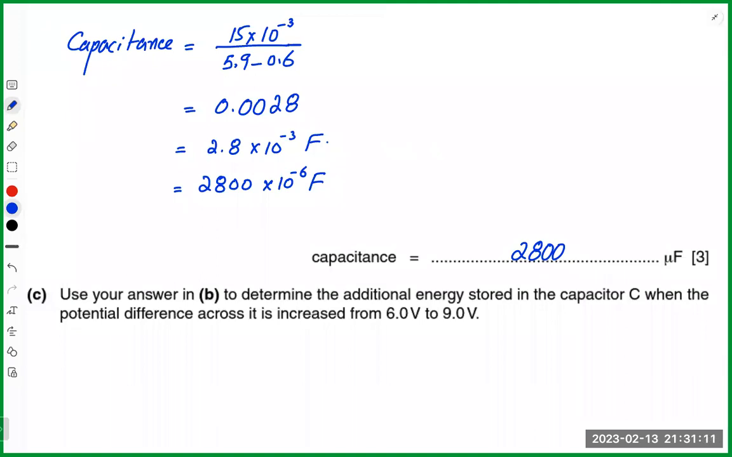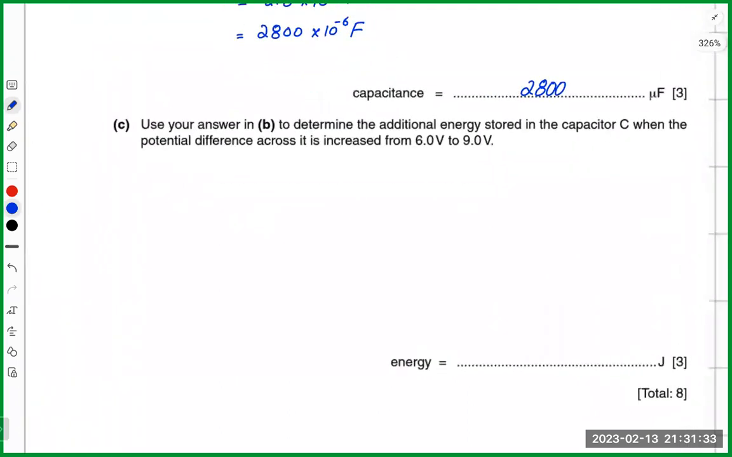Every millifarad has 1000 microfarad. So when you're converting 2.8 millifarad to microfarad, you come to 2800 microfarad.